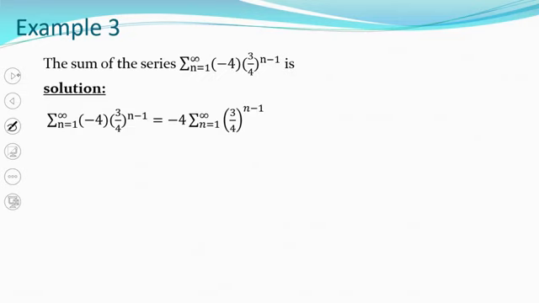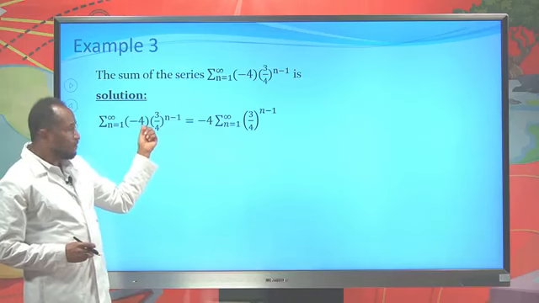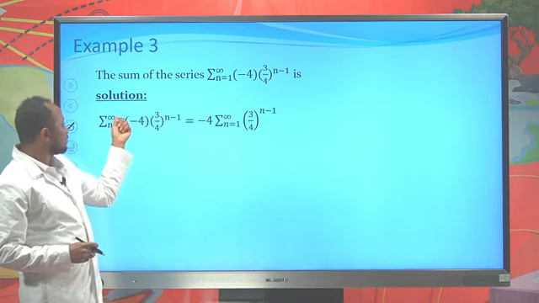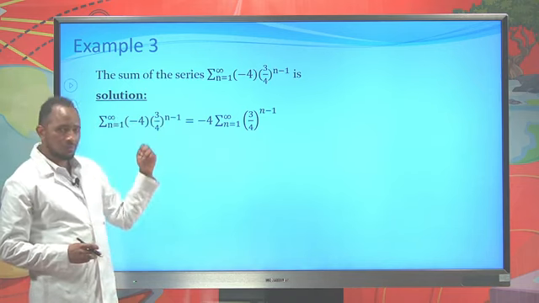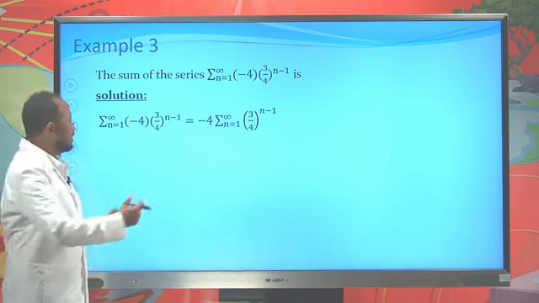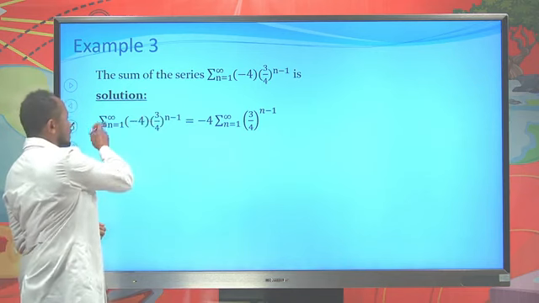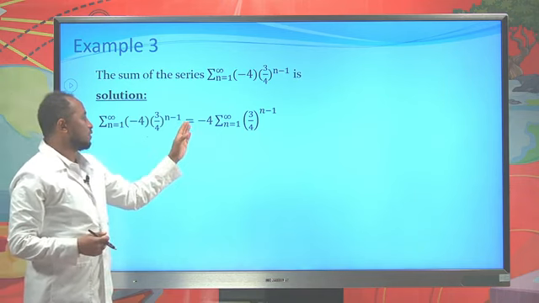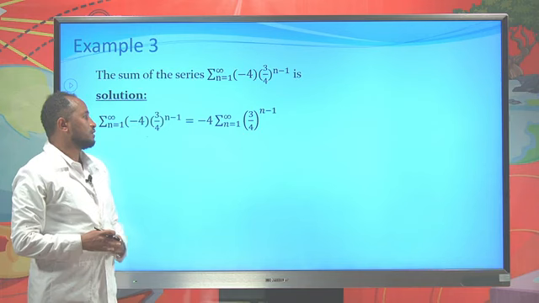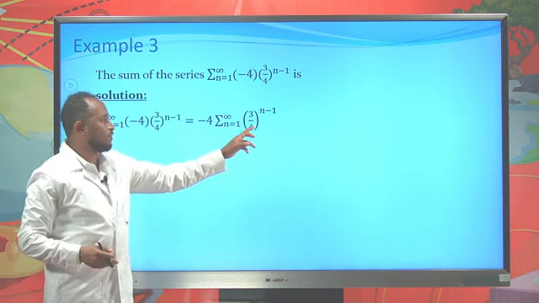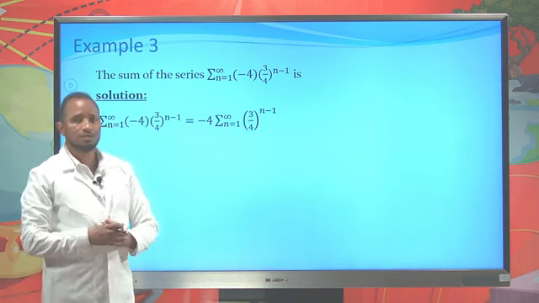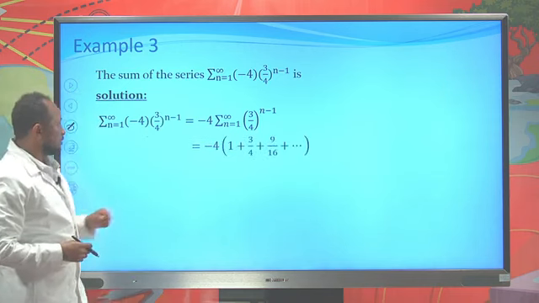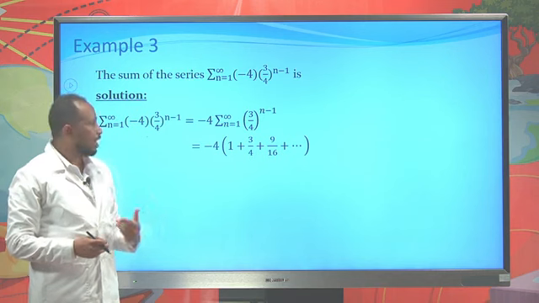So here the sum of -4 times (3/4)^(n-1), n starting from 1 up to infinity, is equal to, using the summation property, you can take out -4 outside the summation notation. So this is equal to -4 times the summation of (3/4)^(n-1), n starts from 1 up to infinity.